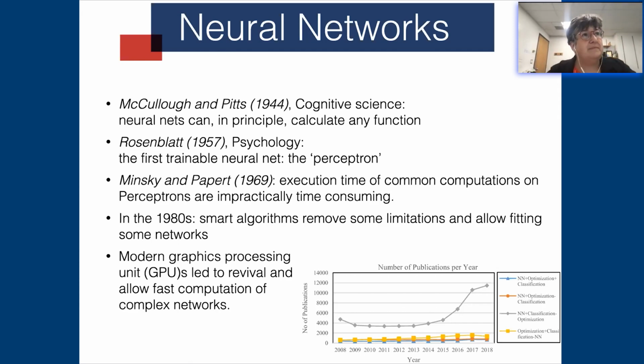So by 1980, neural networks saw a revival. Smart algorithms were there to remove some of the limitations, and computers were also faster. So some of the limitations were removed, and that allowed some networks to be fit. So networks with just a handful of perceptrons, but very limited.